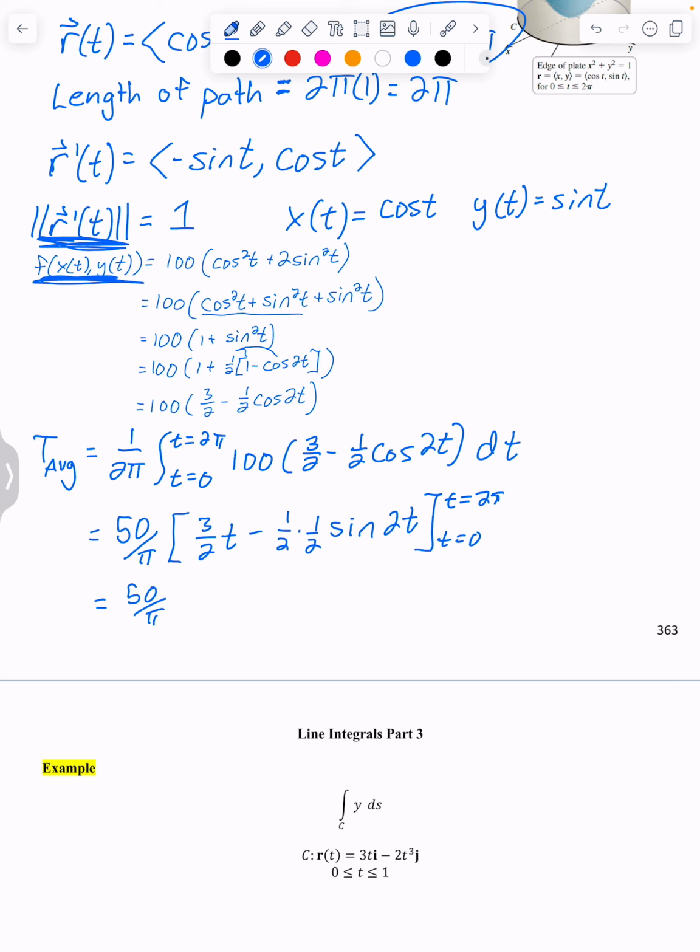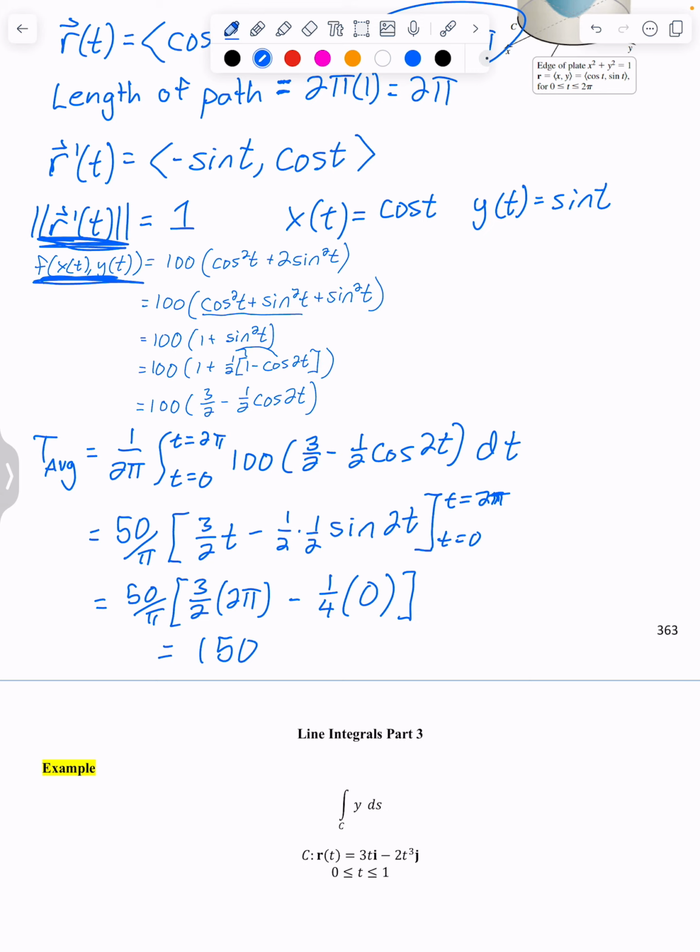All right, so I plug all this in. If I plug in 0, it's going to make 3/2 times 0, and then sine of 0 is 0. So all I have to do is plug in 2 pi. It's going to be 3/2 times 2 pi minus 1/4 times sine of 4 pi, and sine of 4 pi is 0. Plugging in zeros makes it zero out, leaving me with, those 2's cancel, I'm going to get 150. The pi's cancel, the 2's cancel, 50 times 3 is that.